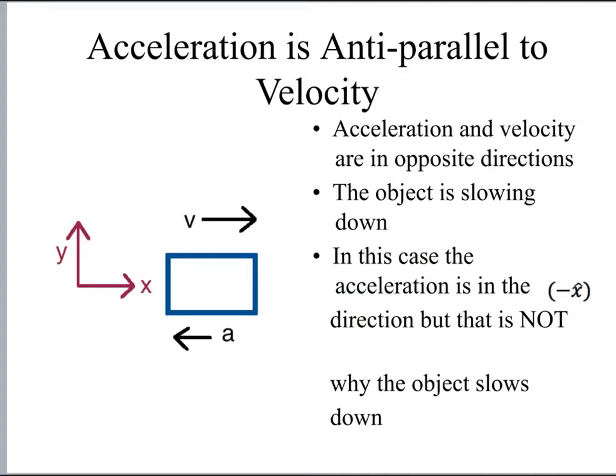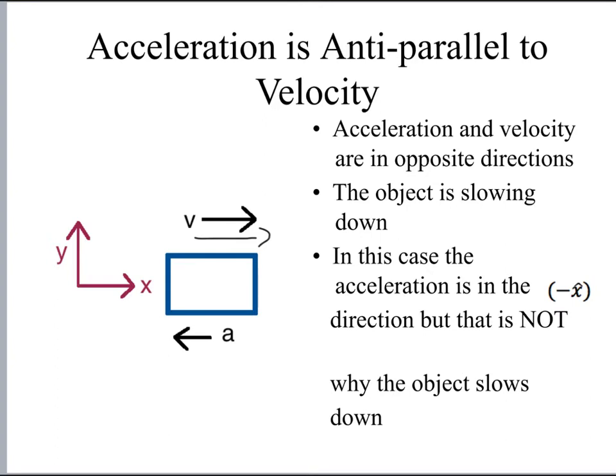and both of them are in the positive direction. Now, here we have a scenario where the velocity is in the positive direction, but the acceleration is in the negative direction. And so what we're going to find out in this case is that the thing is going to slow down. And so this is something that leads to a bit of confusion, because we have a situation where the acceleration is in the negative direction, but the object is slowing down. And so a lot of people infer from that that a negative acceleration means that the object is slowing down. But that is not why the object slows down. It's not because the acceleration is in the negative direction.